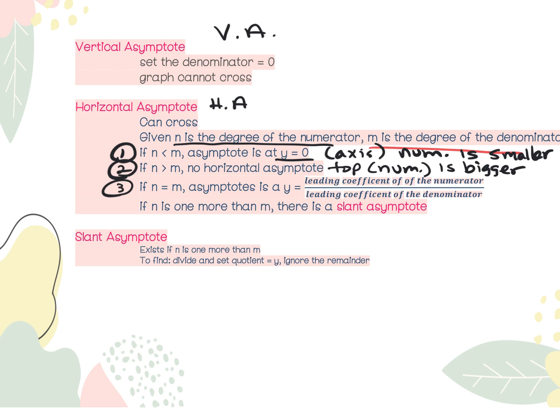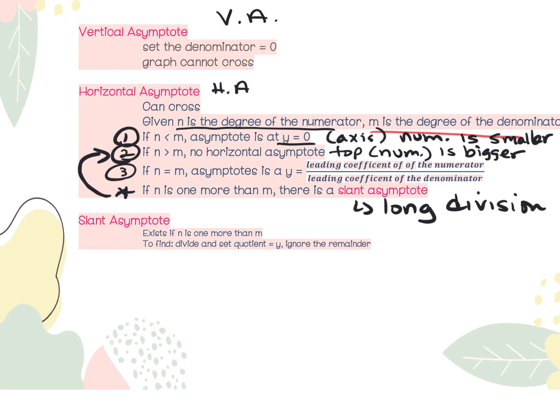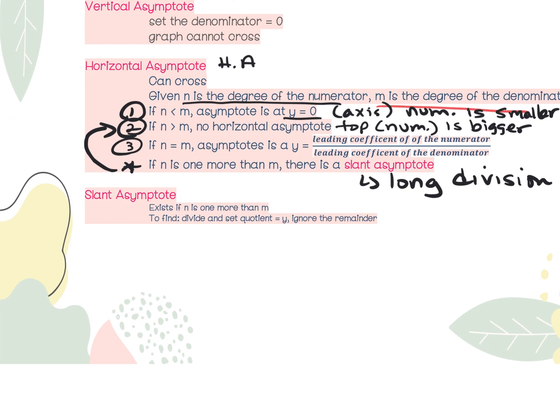Now, for this last one here, it's going to apply to number 2. And if the numerator is 1 larger, the degree is 1 larger than the denominator, then there's no horizontal, but we have a slant asymptote, and we're going to find that by using long division. So it's only when the numerator is 1 larger than the denominator. And then what we're going to do is we're going to divide, and then we're going to ignore the remainder. So let me show you some examples here.